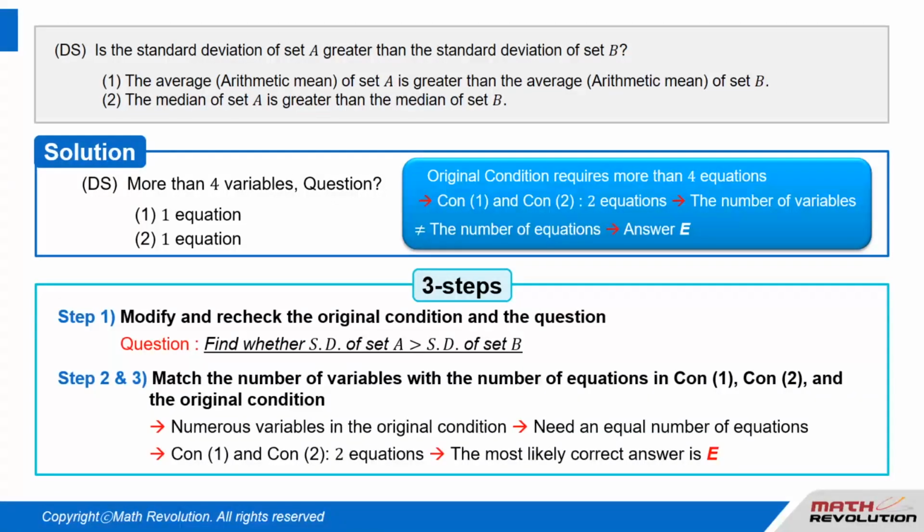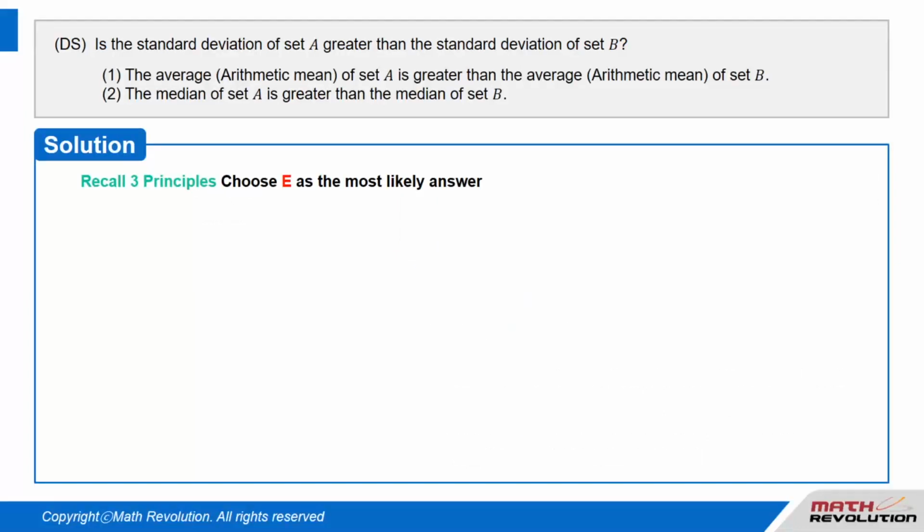Follow the second and the third step. From the original condition, we have numerous variables. To match the number of variables with the number of equations, we need an equal number of equations. Since conditions 1 and 2 will provide 1 equation each, E would most likely be the answer. Recall 3 principles and choose E as the most likely answer.